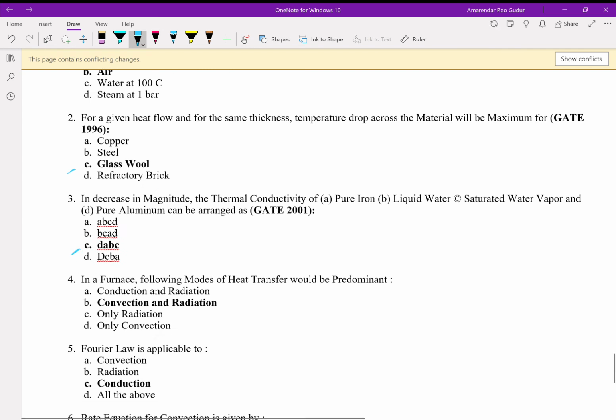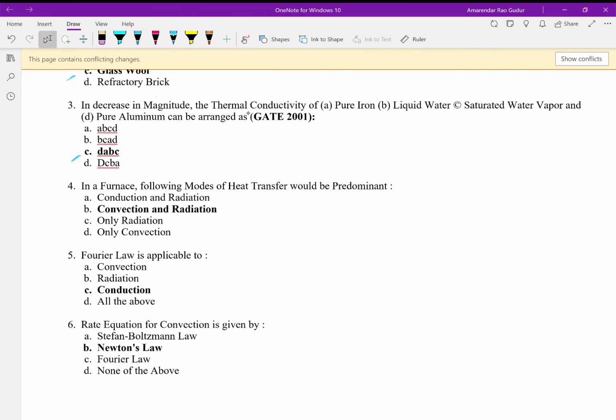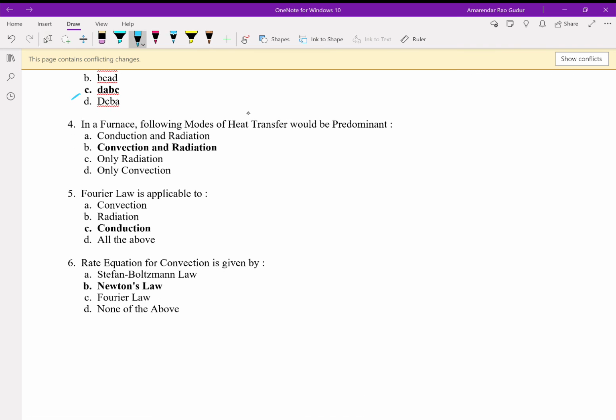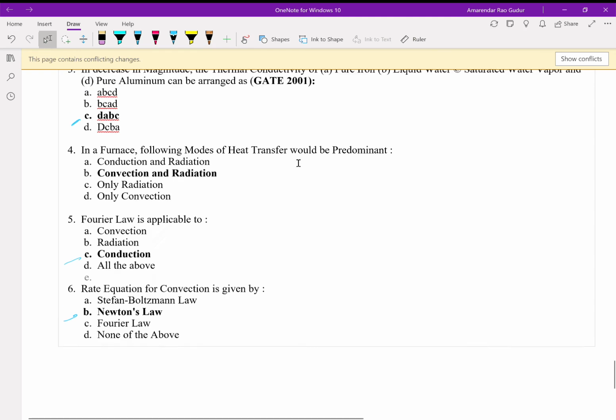If you look at some general questions, in a furnace, the following modes of heat transfer would be predominant. In a furnace, you are going to have so many gases, so convection becomes important. At elevated temperature, radiation becomes important. Fourier law is applicable to, definitely, conduction. And the rate equation for convection is given by, it is option B, Newton's law of cooling. So this is something about the rate equations.